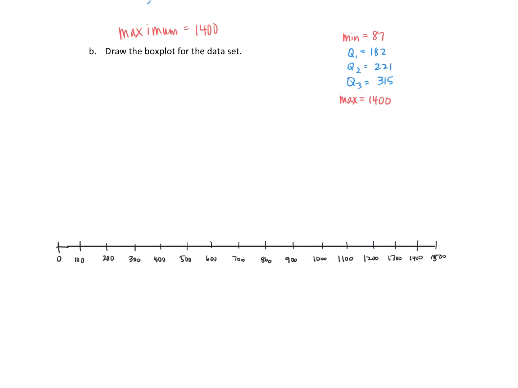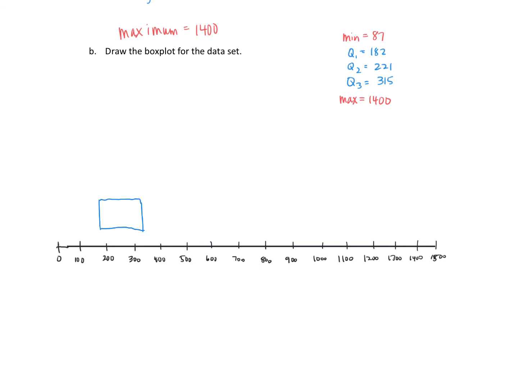Okay, so I've drawn a number line, and I had to be able to include all of my values from the minimum to the maximum. In order to make it feasible, I had to go in increments of 100. The first thing I want to do is start off with Q1, Q2, and Q3. I start by looking at Q1 and Q3 to draw a rectangle. Q1 is at 182. Q3 is at 315. Then I'm going to connect those to make a little rectangle.